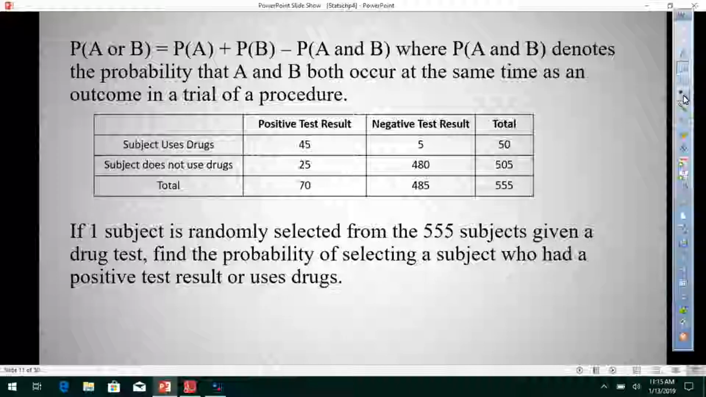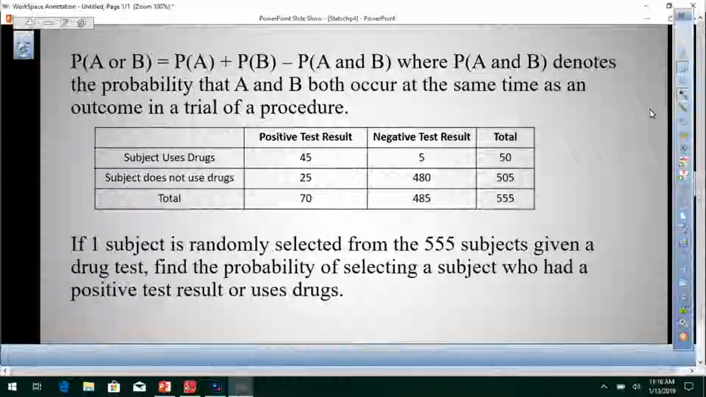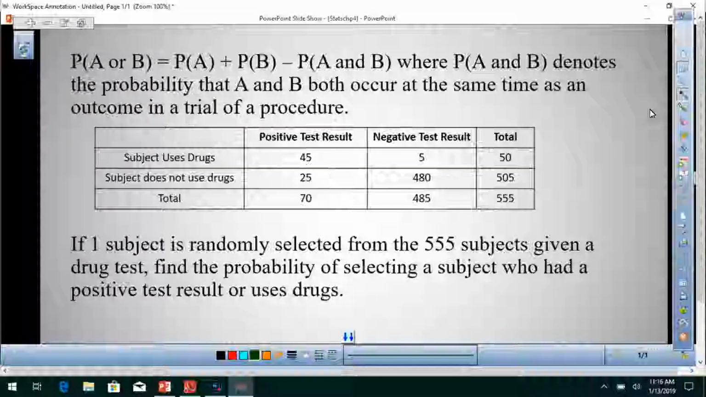Probability of event A or event B equals the probability of event A plus the probability of event B minus the probability of event A and event B, where probability of event A and B denotes the probability that both A and B occur at the same time as an outcome of the trial procedure.